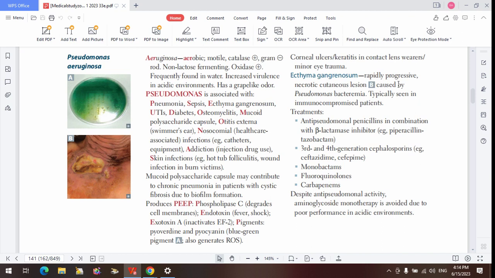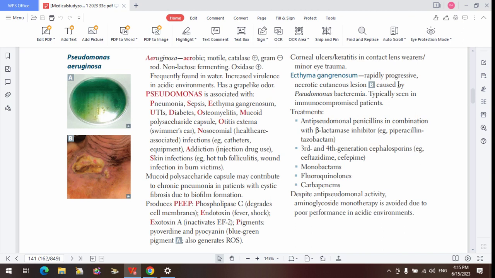So the mucopolysaccharide capsule can contribute to pneumonia, particularly in people with cystic fibrosis, just like we have talked about, because it can assist with the formation of biofilms alongside the slime layer. So the mucoid polysaccharide capsule and the slime all contribute to the formation of biofilm. That's why they can develop chronic pneumonia in people that have been exposed to mechanical ventilation for a long time, and also people with cystic fibrosis.